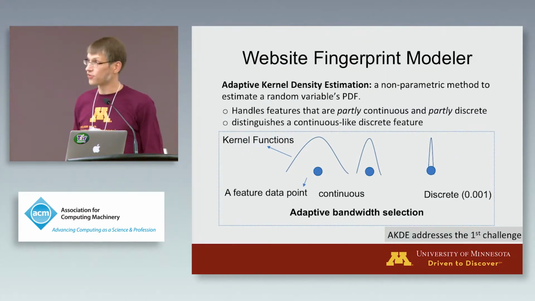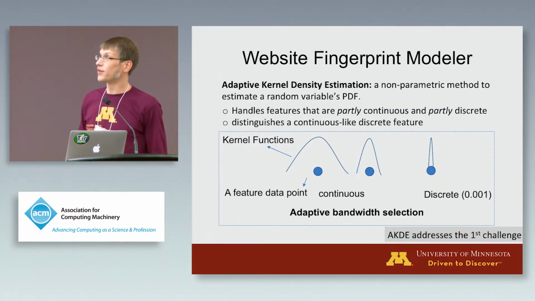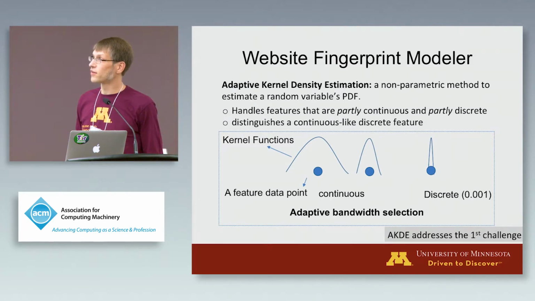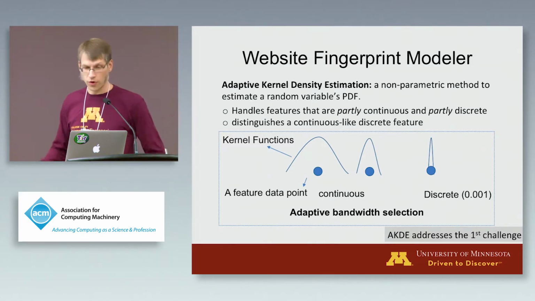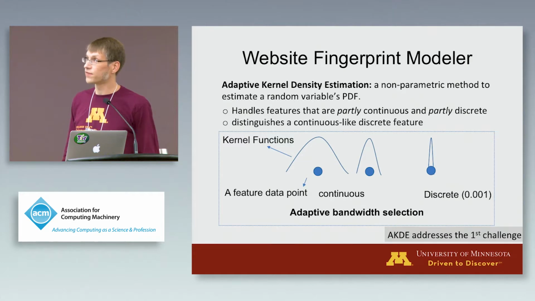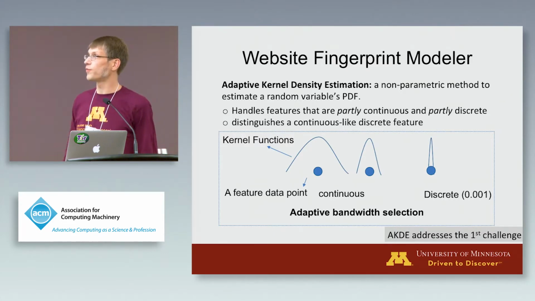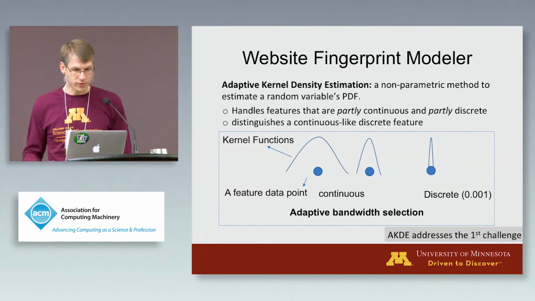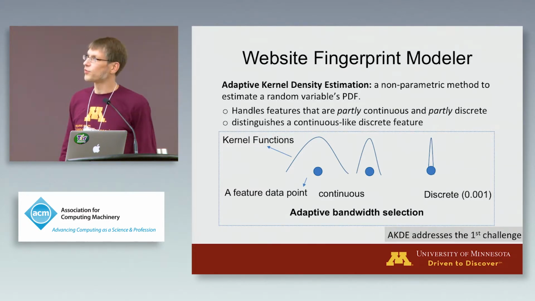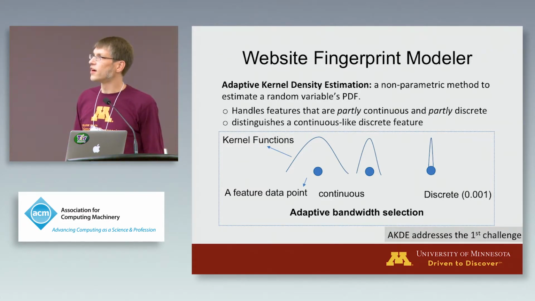So how did Shuai solve this problem? So the first problem, sort of what kind of form of density functions to use, was this. Shuai used this thing called adaptive kernel density estimation. It's a non-parametric method that estimates the random variable's probability density function.